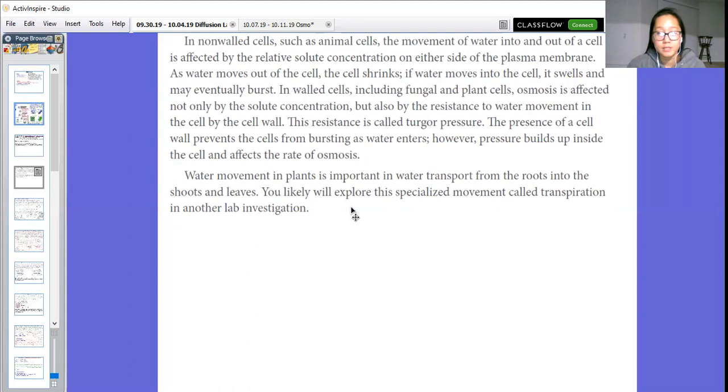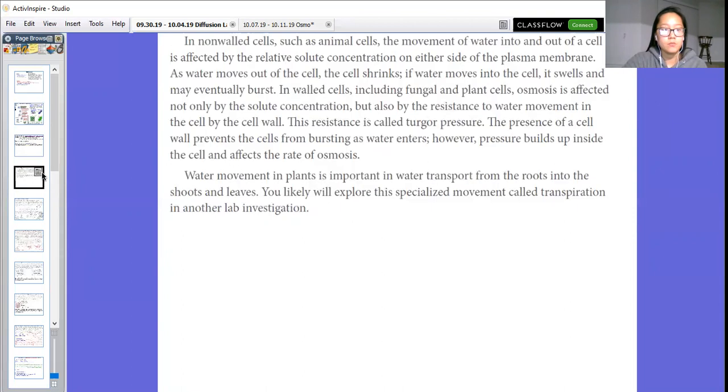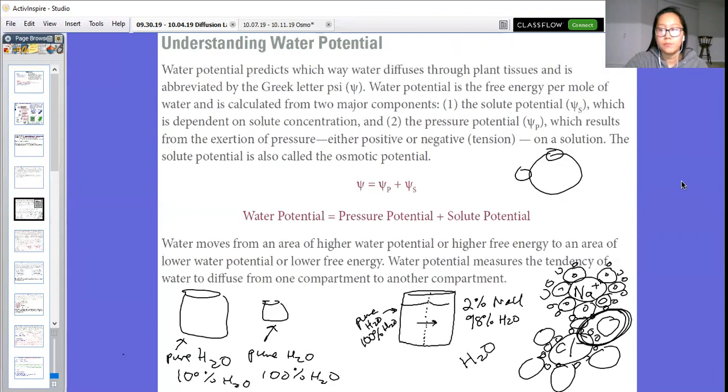We're going to talk about water potential first, right? Water movement in plants is important in water transport from the roots into the shoots and the leaves. You will likely explore this specialized movement, called transpiration, in another lab investigation. But we're going to talk first about how water moves and why water moves at a molecular level, and talk about water potential. Water potential predicts which way water diffuses through plant tissue.